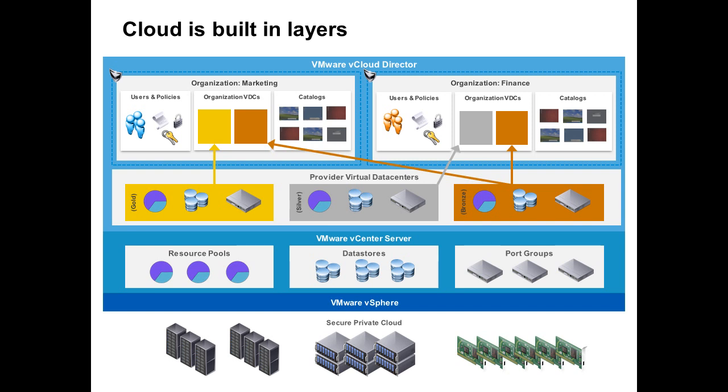Once you have these created, you can then start building out your catalogs and mapping your organization VDCs by taking some of the resources available from your provider virtual data centers. You can then allocate catalogs and deploy virtual machines from those catalogs into the relevant organization VDCs within that organization.